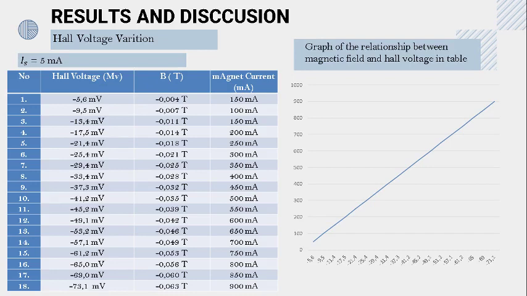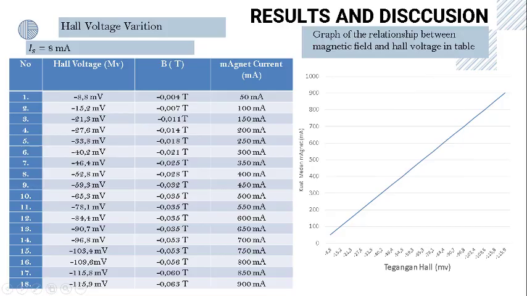Okay, for the Hall voltage variation, as you can see, the current is constant at 5 mA and the magnet current varies from 50 to 900 mA. The variation of the magnetic field to Hall voltage creates the derivative, perpendicular for each relationship between magnetic field and Hall voltage in the table.